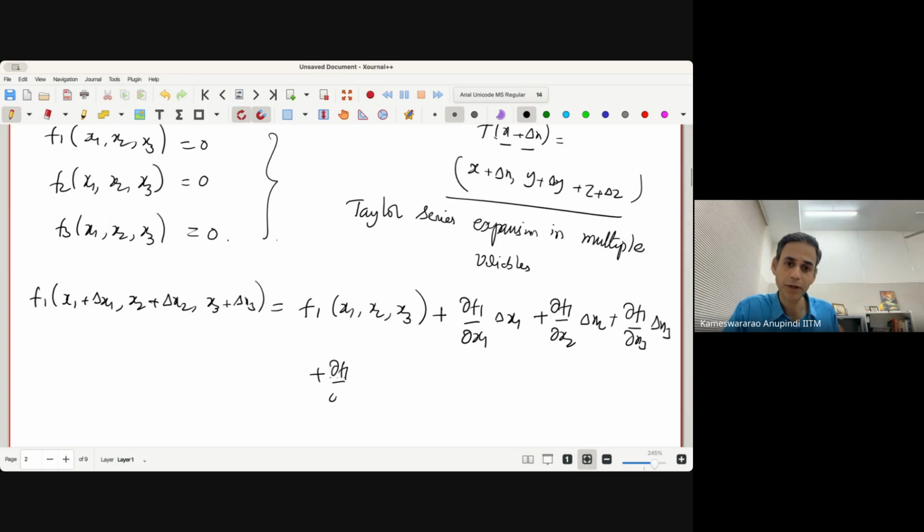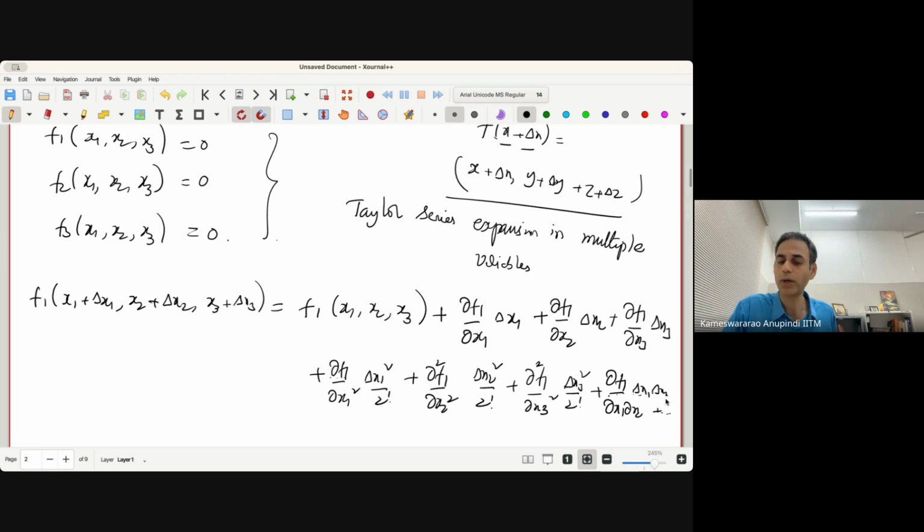Basically partial square f1 by partial x1 square, delta x1 square by 2 factorial, partial square f1 by partial x2 square, delta x2 square by 2 factorial, partial square f1 by partial x3 square, delta x3 square by 2 factorial, and so on. And then many things else. In fact, I will also have mixed derivatives like partial square f1 by partial x1 partial x2 times delta x1 delta x2 and so on, right? We will keep on having several such terms.